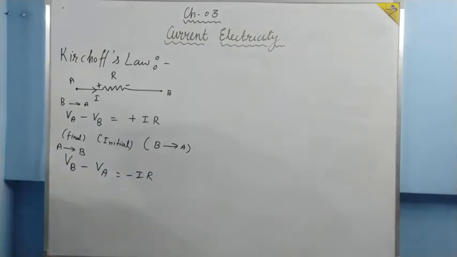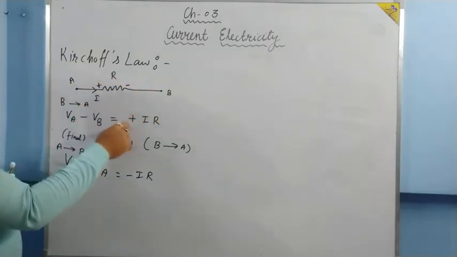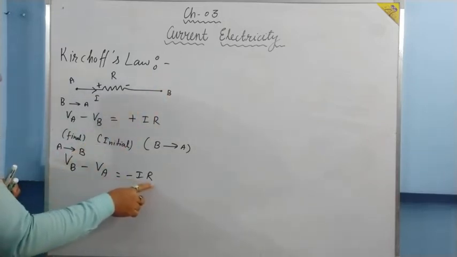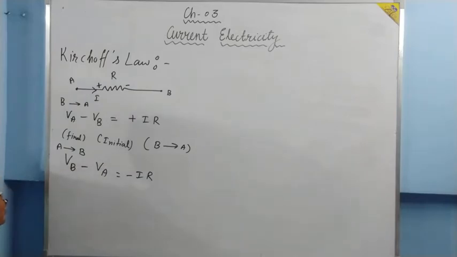Let me repeat once again. From B to A, if you go, then you are going from minus to plus, so you have to write plus IR. From A to B, if you go, then you have to write minus IR because you are going from plus to the negative. Is it clear?